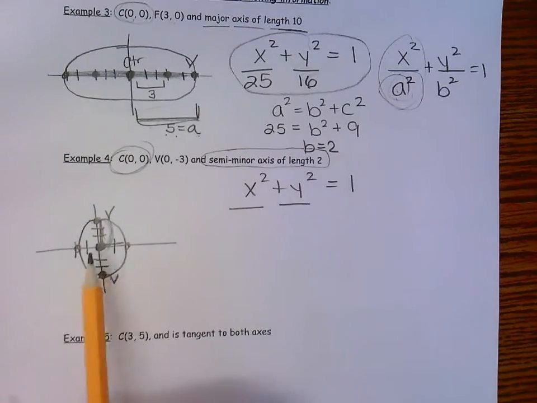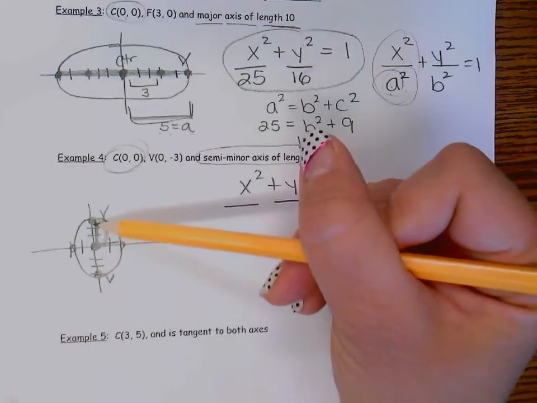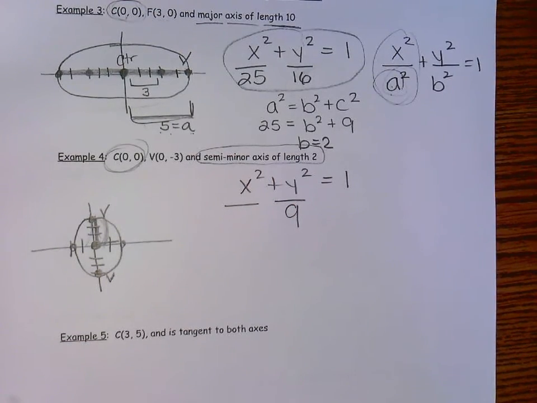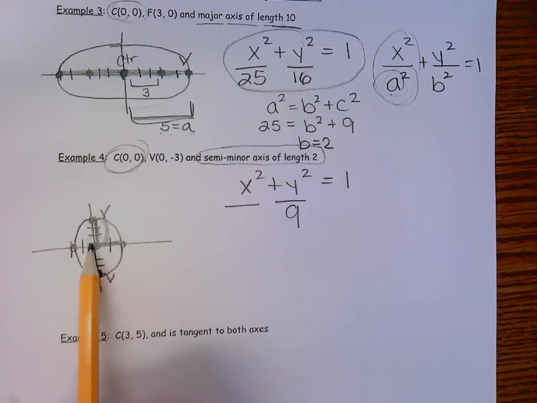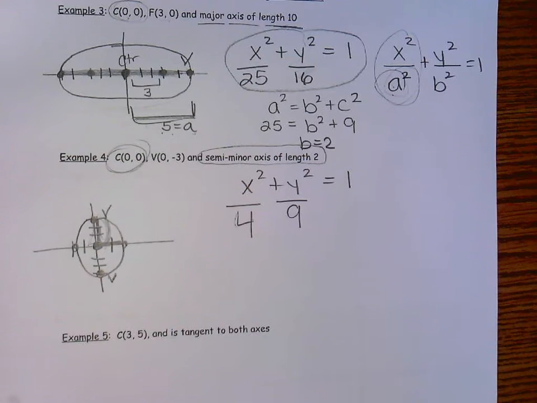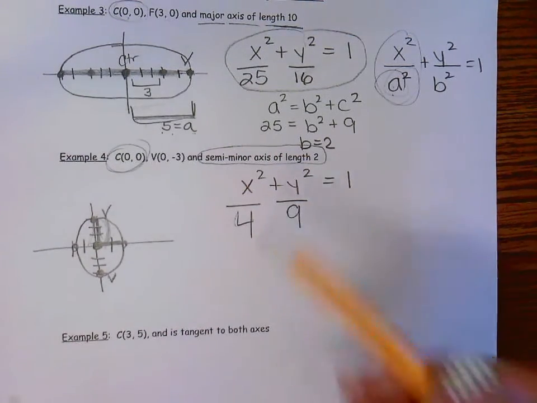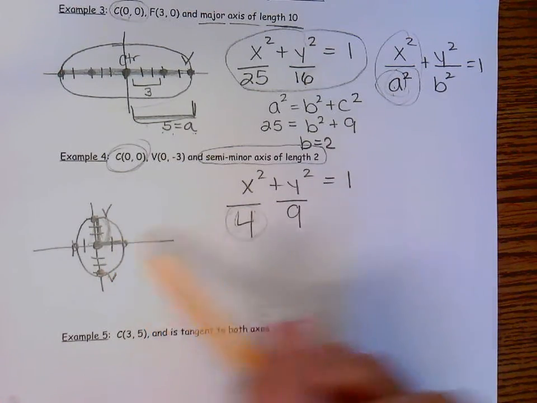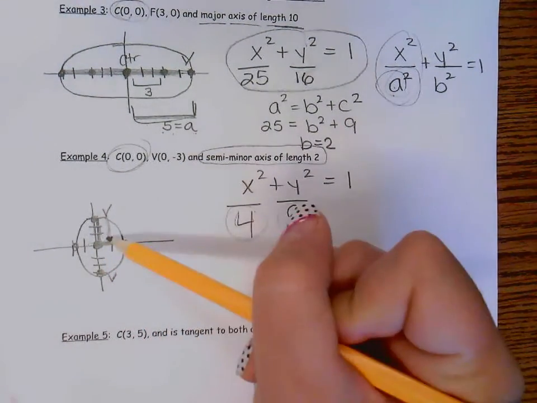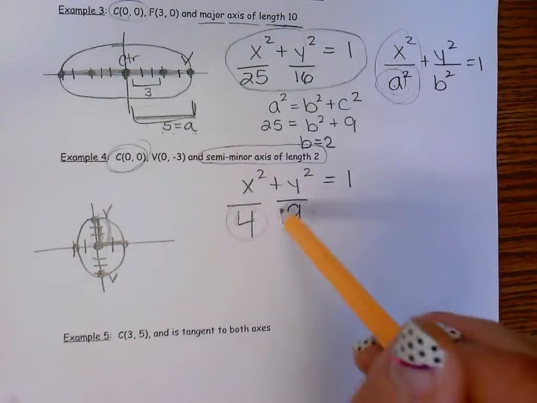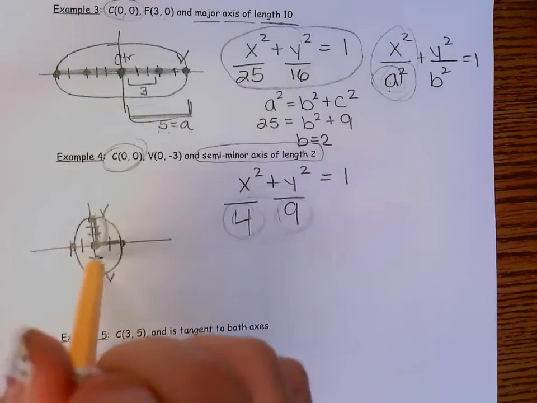So in the y direction, if we're going 3 units, we need to put a 9 underneath the y squared because that would be A squared. And if we're walking 2 in the horizontal direction, 2 squared is 4, so we're going to put a 4 under the x squared, right? So you take the square root of this number, and that's how far you walk away from the center. You take the square root of this number, and that's how far you walk away from the center to find your vertices. So you have a squared and b squared in your equation, and you need a and b on your graph.